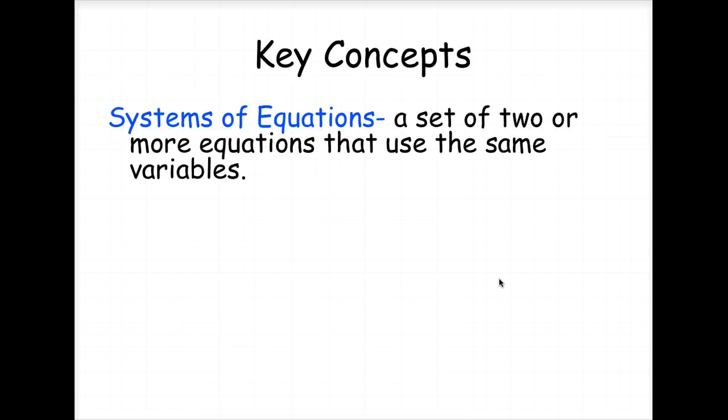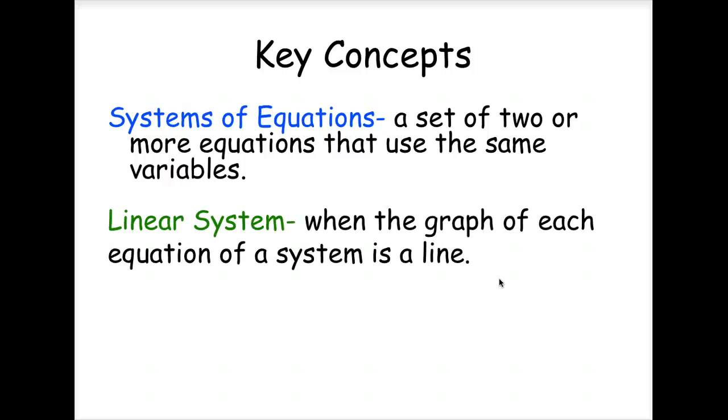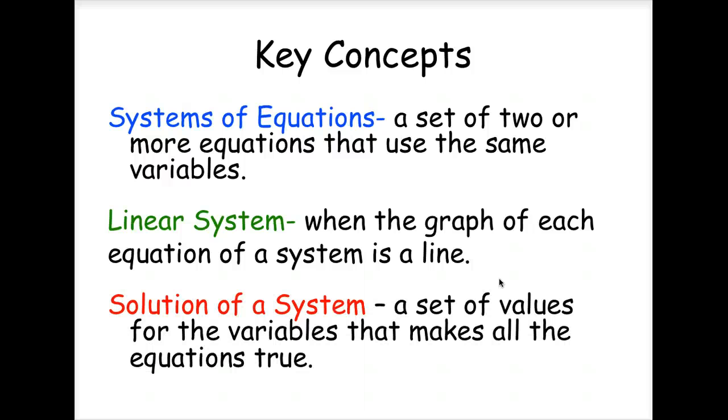Our key concepts for this lesson: a system of equations is a set of two or more equations that use the same variables. A linear system is when the graph of each equation of a system is a line. And then the solution of a system is the set of values for the variables that makes all the equations true. It's also known as the solution or the root or the intercepts.